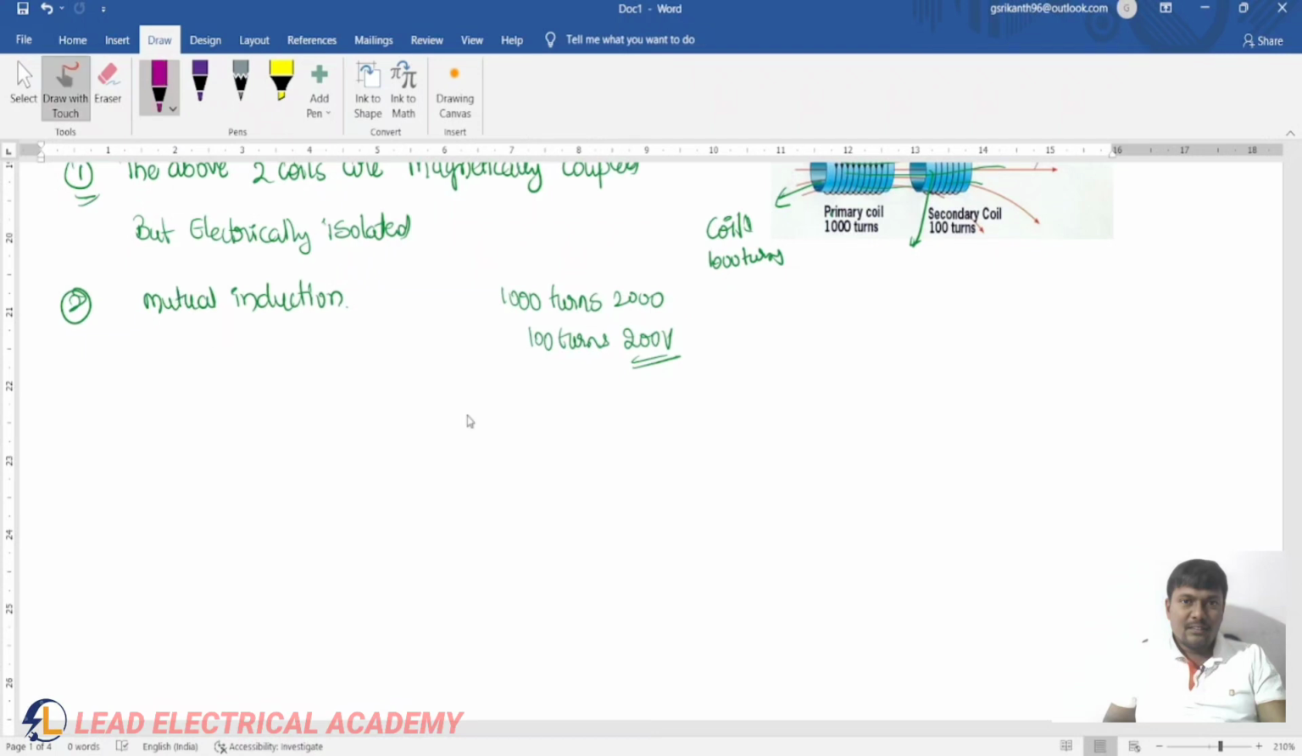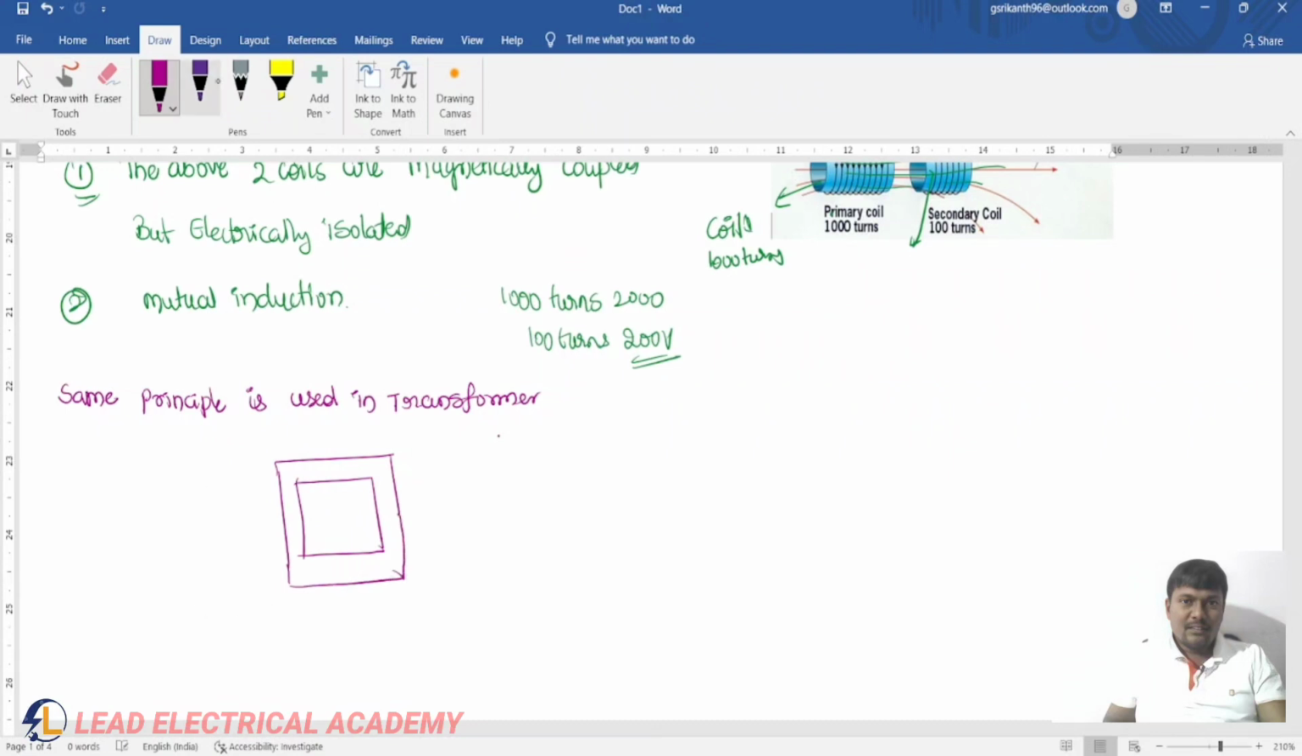The same principle is used in the transformer, that is called mutual induction. So I am taking a square shape of the core, and the coil is wound on it. The transformer is like this.